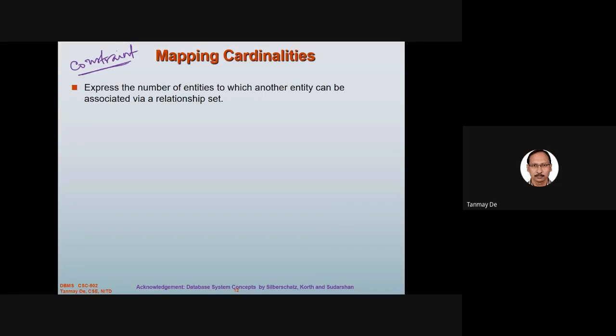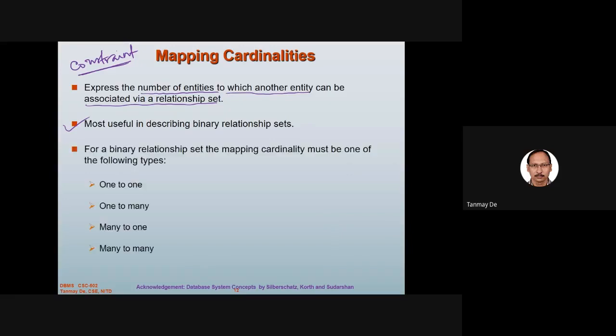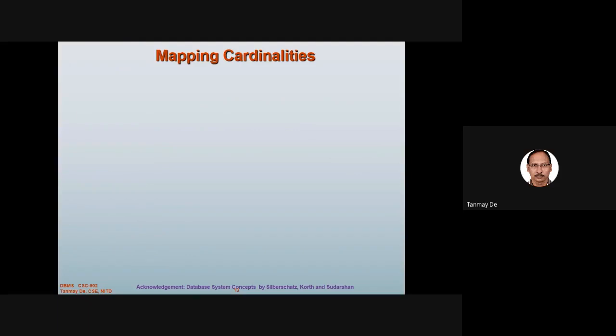Is it clear? What does it actually express? The mapping cardinality expresses the number of entities to which another entity can be associated via a relationship set. It is most useful in describing binary relationship sets. For binary relationship sets, the mapping cardinality is any one of the following 4 types: one to one, one to many, many to one, and many to many. First one is the one to one.